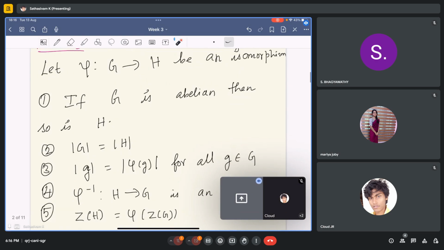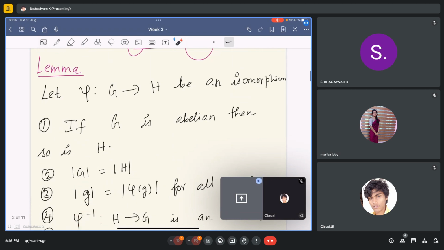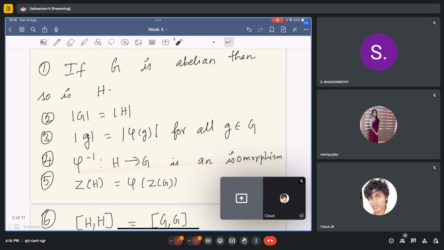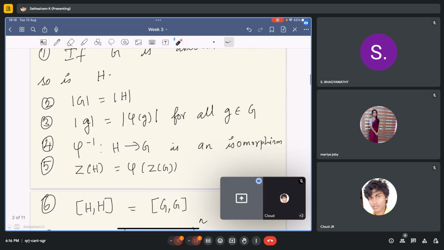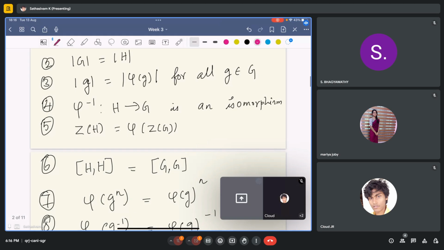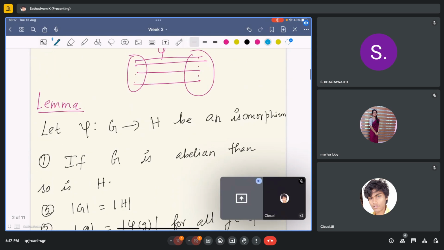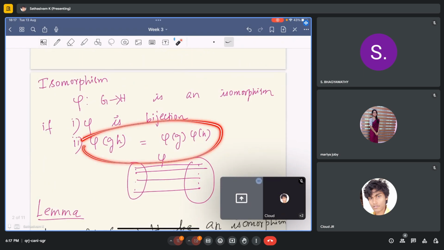Okay, and also the phi inverse. Since phi is a bijection, right, you can look at the phi inverse, which is a map from H to G. So what happens is the phi inverse is also an isomorphism. If phi is an isomorphism, then phi inverse is also an isomorphism. Okay, so I just want to make a small remark here. In group theory, in order to show something is an isomorphism, it is enough to say that you have a bijection and this property is satisfied.